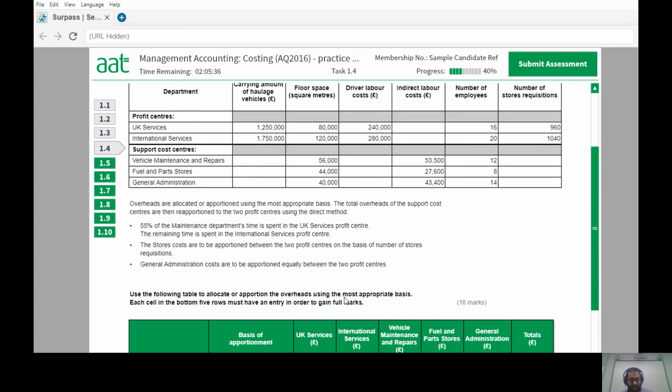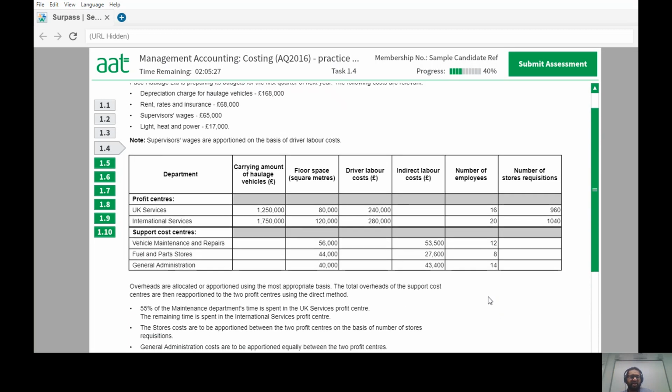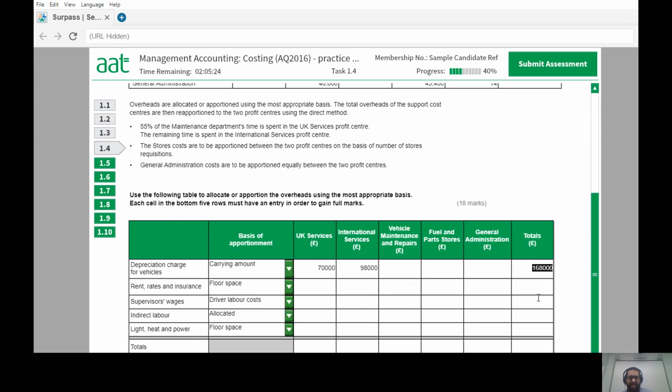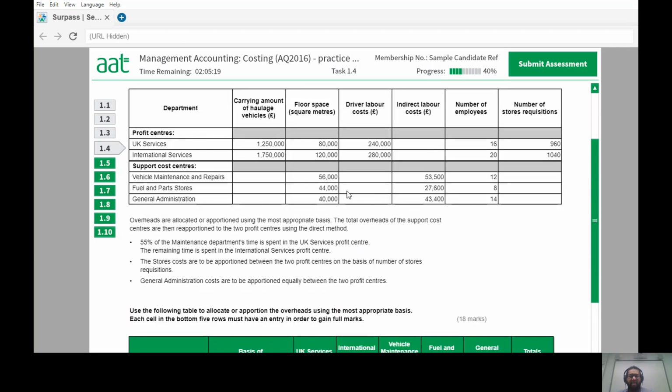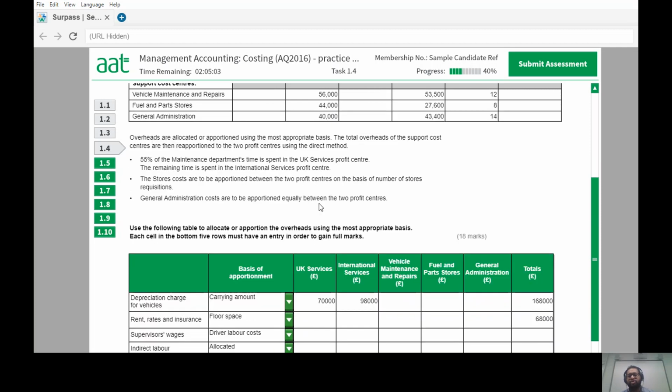We'll prove it. So again, 168,000 divide by 3, multiply by 1.75 is going to give me 98,000 there. So that matches my total cost. Now let's see the rent and rates. Rent and rates is going to be 68,000. Let's see what is my total floor space. If you add all my floor space, that is going to be 200,000 here, 300,000, 300,000 and 40, 340. Okay, so 340 means divide by 340 and then multiply by whatever number there, you should be getting it.